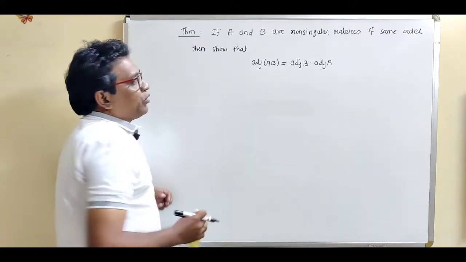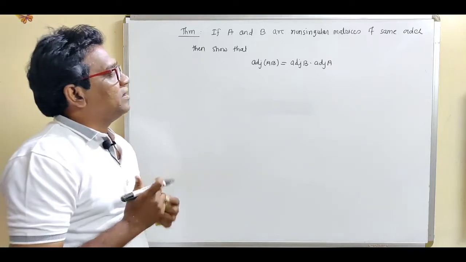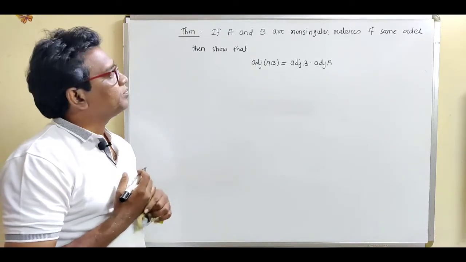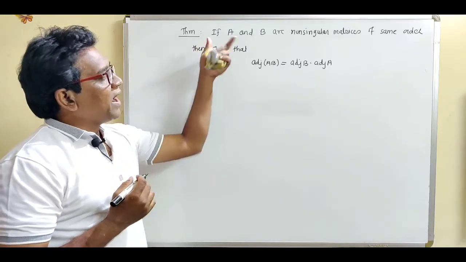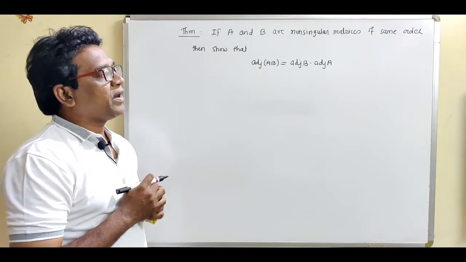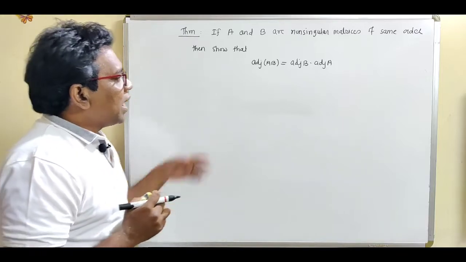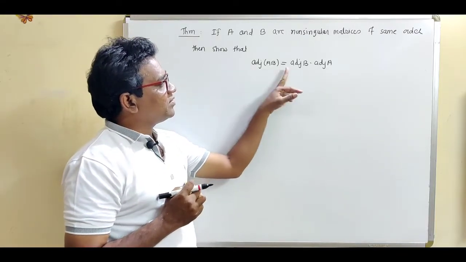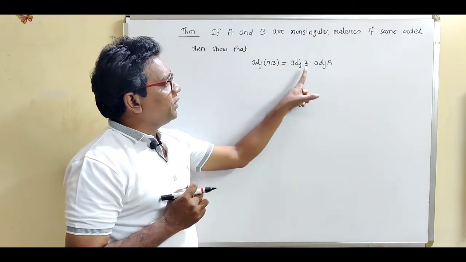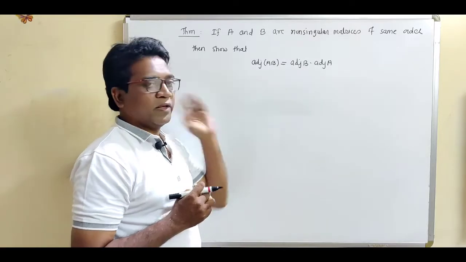Now let us take one more theorem on adjoint of matrix. Now see what is this theorem. If A and B are non-singular matrices of same order, then show that adjoint of AB is the same as adjoint of B into adjoint of A.